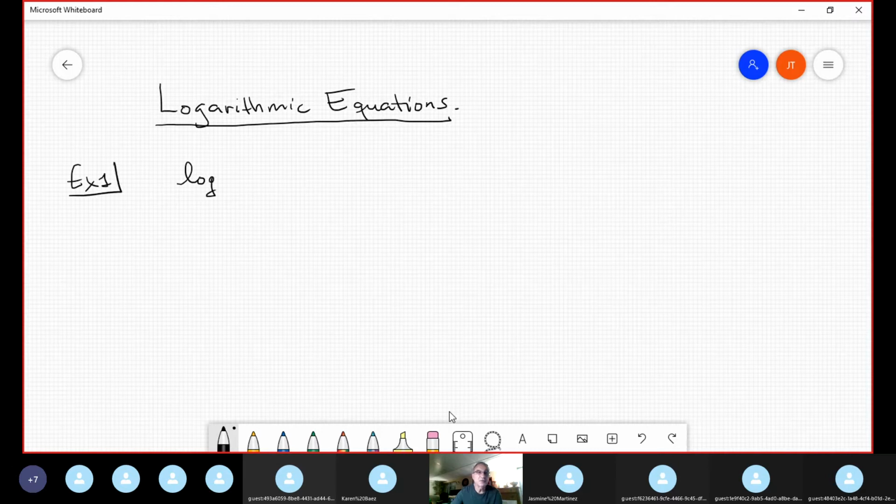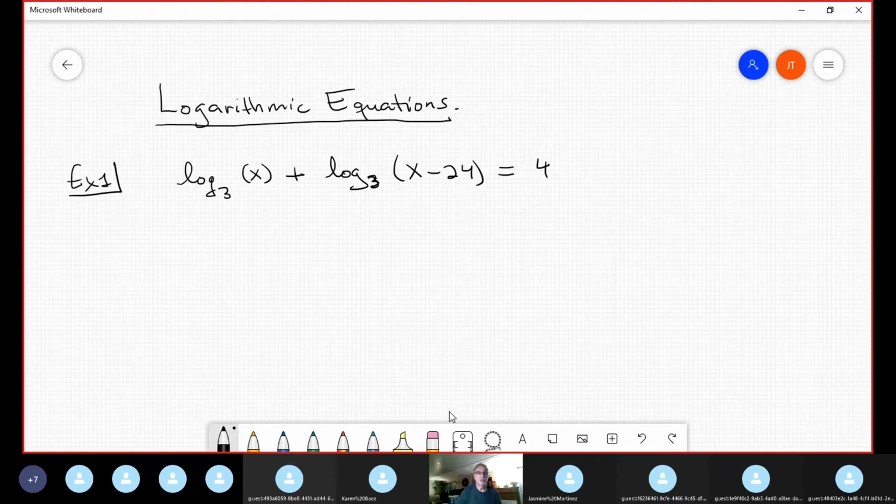Example 1. Logarithm base 3 of x plus logarithm base 3 of x minus 24 equals 4. Okay, this is our equation. It contains two logarithms. The variable is x. The question is: solve for x. I need to find the value that satisfies this equation.